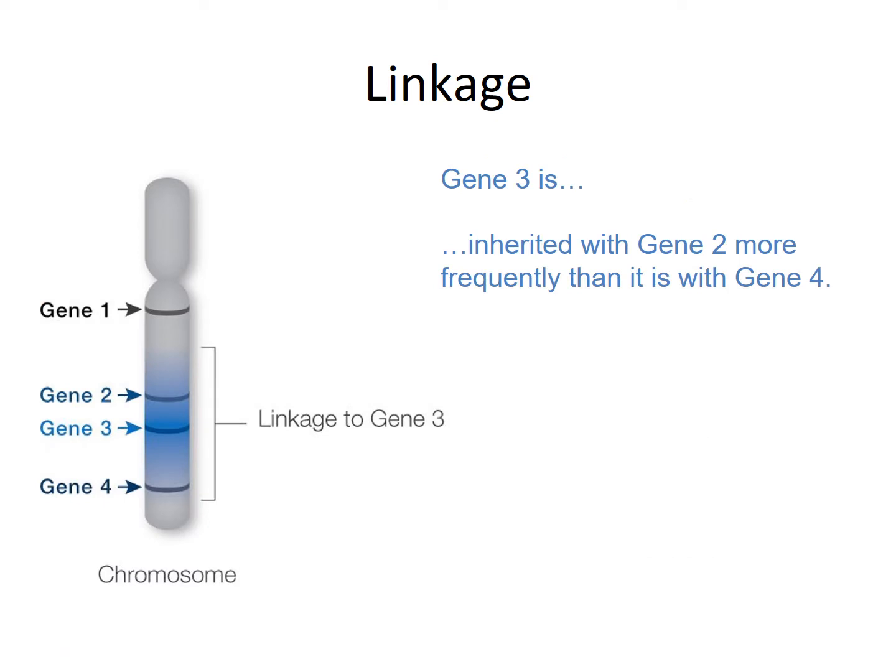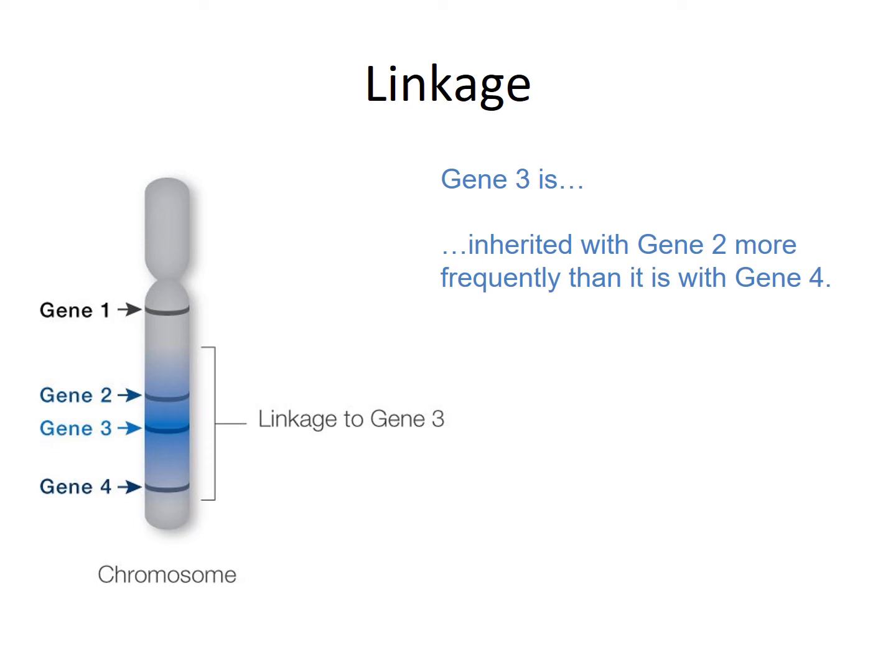Let's think about this one more time. So here we have an example. We have genes 1, 2, 3, and 4. If we consider the perspective of gene 3, it is likely to be inherited with gene 2 more of the time than it is to be inherited with gene 4.